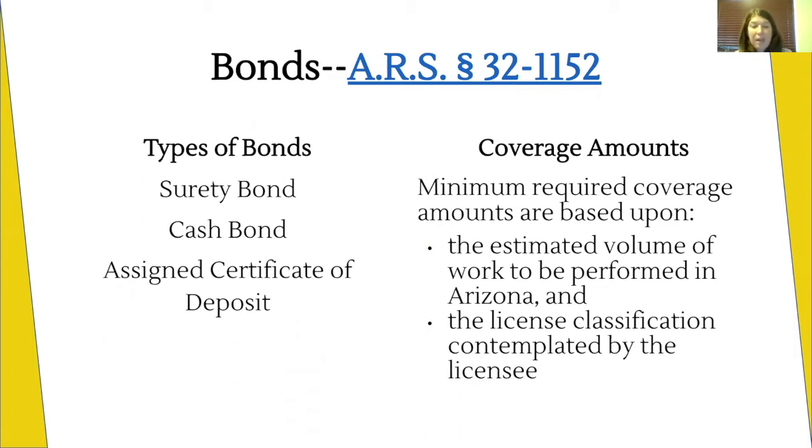There are minimum coverage amounts that are required, and these are based on an estimated volume of work that's going to be performed in Arizona. This is an amount that you're estimating. We don't do any type of confirmation of the amount you make. You're coming up with this estimate on your own, and that will dictate the bond amount that you need to have. The other factor is the classification that you're applying for. Some classifications require a higher bond.